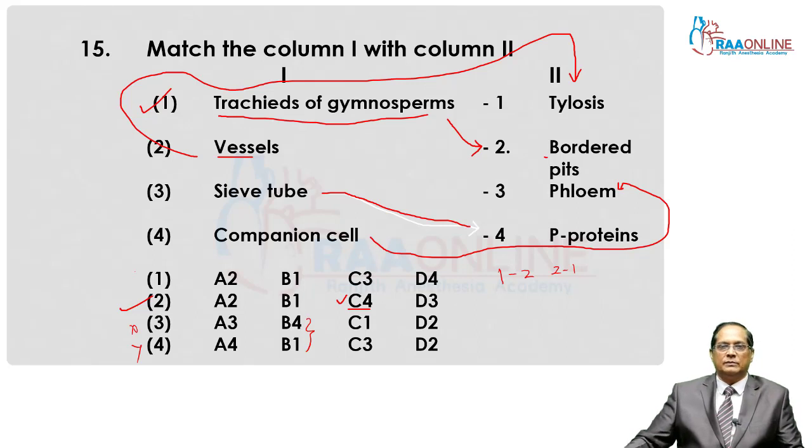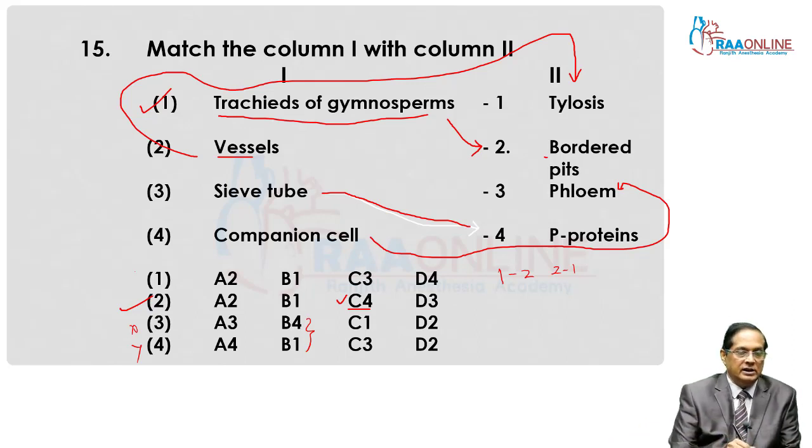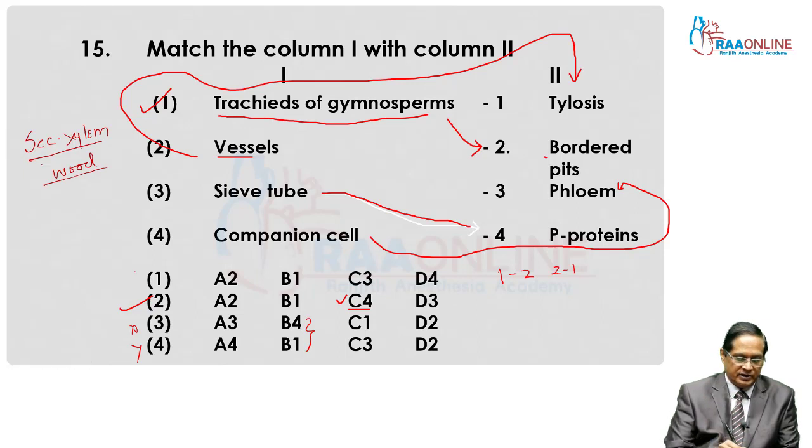Let's discuss something about the tyloses. When plants perform secondary growth, secondary xylem or wood is formed. And this wood is of two types. The major portion of wood is known as heartwood. It is also called duramen.